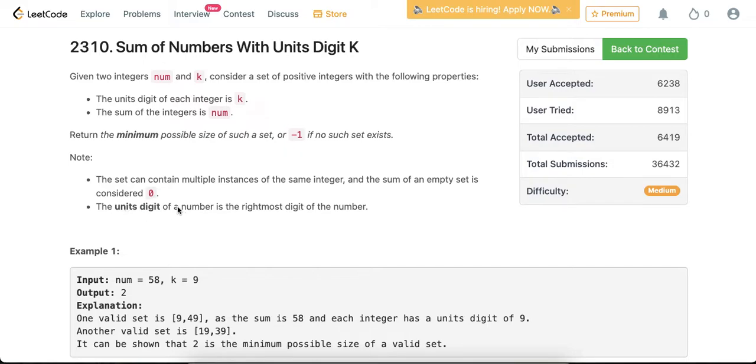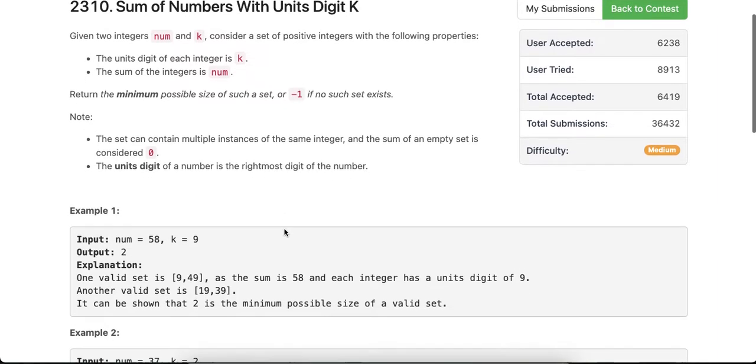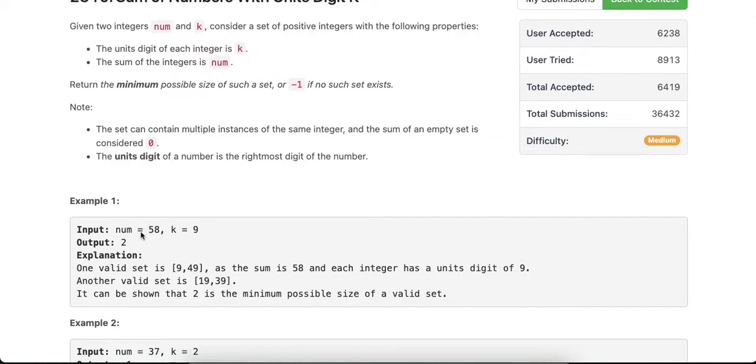The units digit, as I mentioned just now, is the rightmost digit of the number. So let's go with an example. When num is 58 and k is 9, the minimum size of the set to fulfill those conditions is 2. An example of the set is 9 and 49, right? 9 and 49 both have the last digit 9, so that fulfills k equal to 9. And when we sum 9 plus 49, it is 58. That fulfills the target sum, 58.